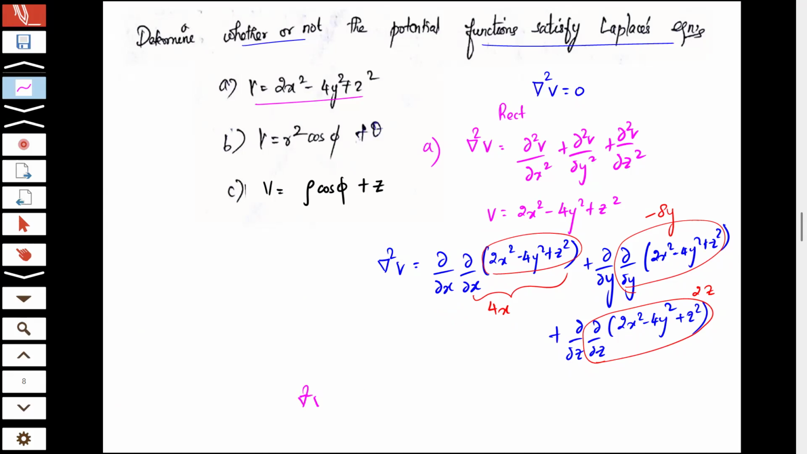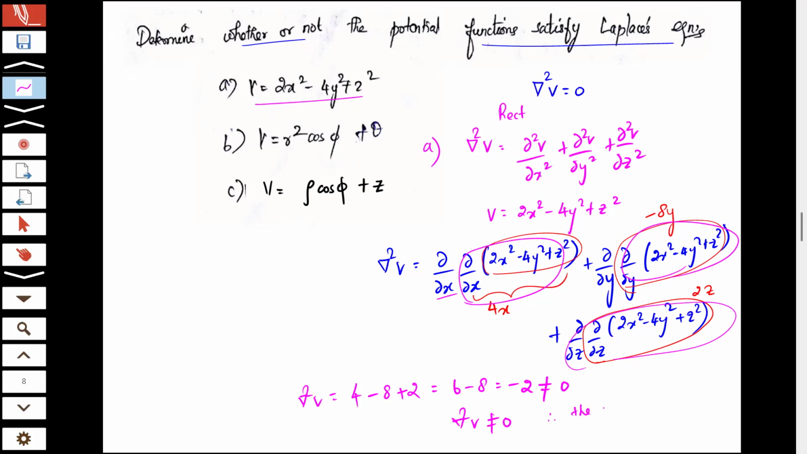So del square v equals, 4x differentiation with respect to x one more time will give 4. And this minus 8y differentiation with respect to y will give minus 8. And this 2z differentiation with respect to z will give plus 2. So this becomes 6 minus 8, which is minus 2. This is not equal to 0, which says del square v is not equal to 0.